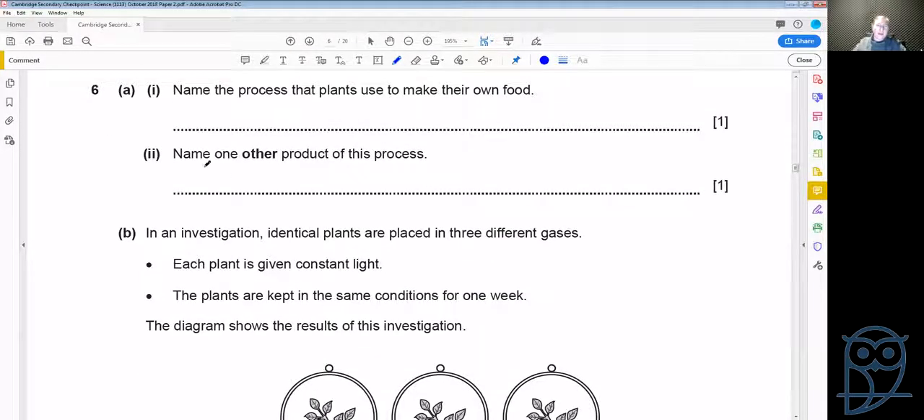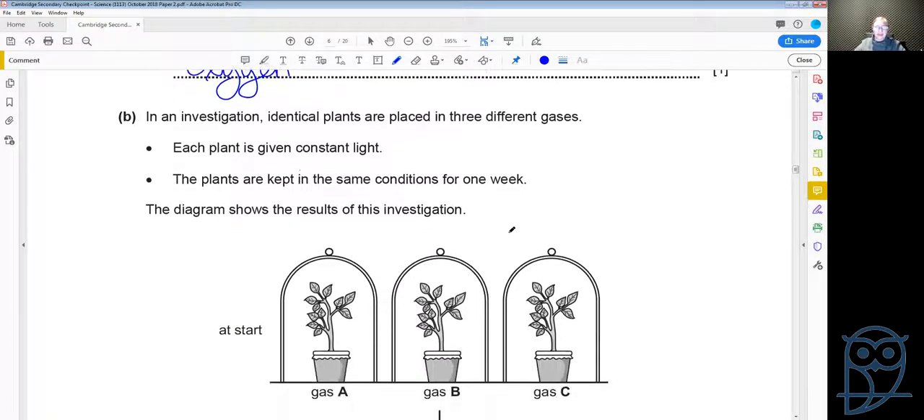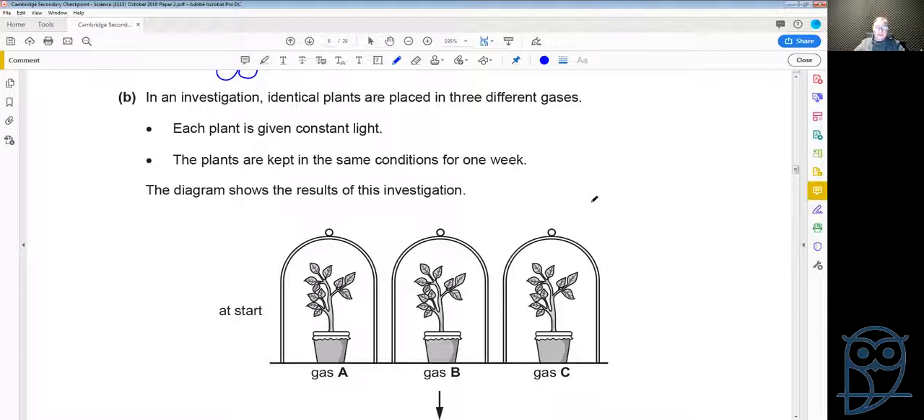So here we go. Question 6, name the process that plants use to make their own food. So this is photosynthesis. Name one other product of this process. Oxygen. Okay. So here we have, in an investigation, identical plants are placed in 3 different gases.